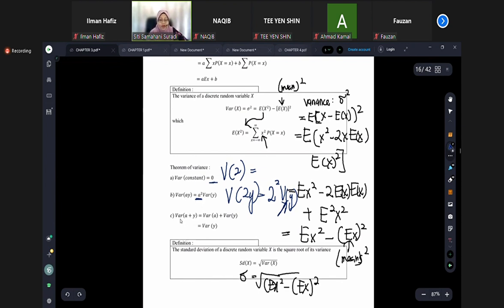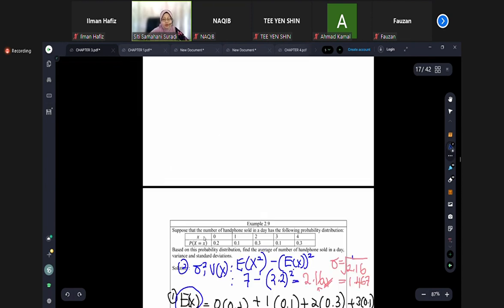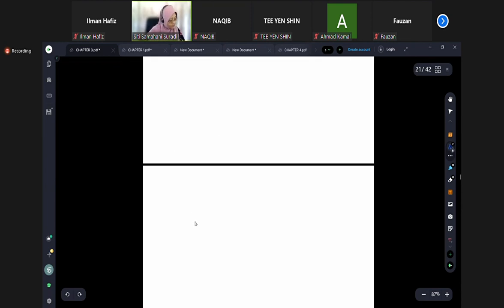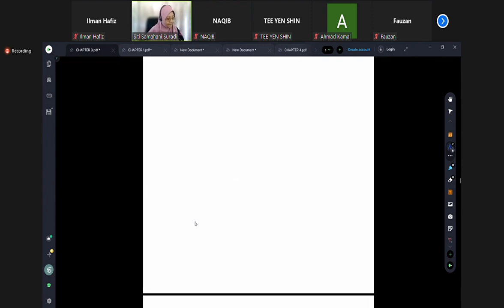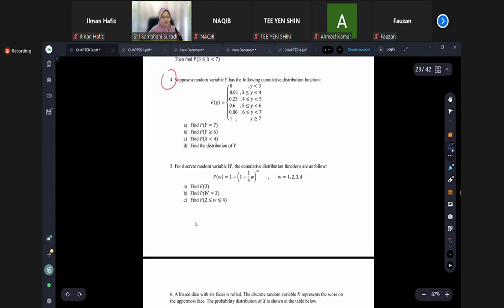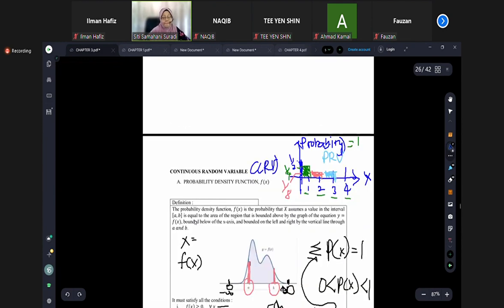And then if you have the variance of A plus Y, that means you need to split into two variances, A and Y. A, of course, is considered a constant, so it becomes only Y. So that's one example. Now, look at the question from before.